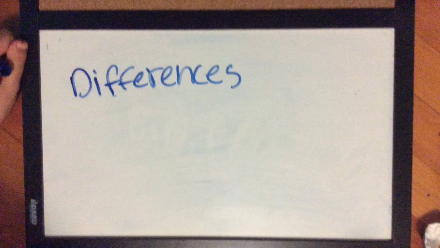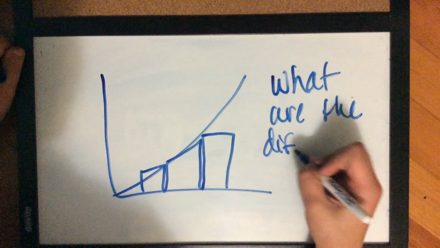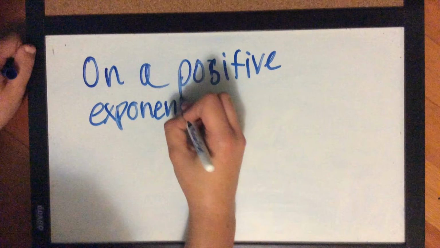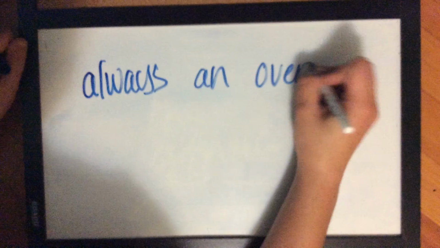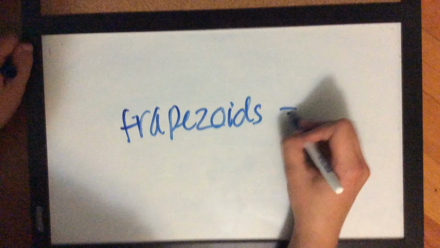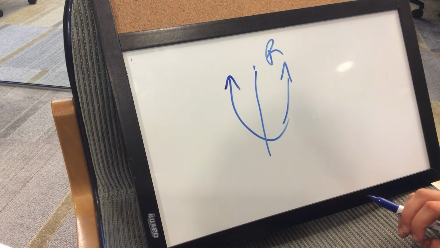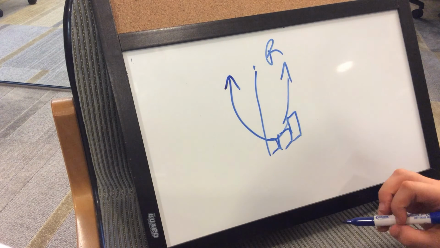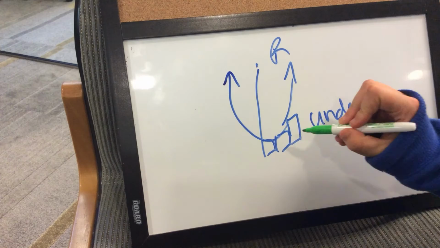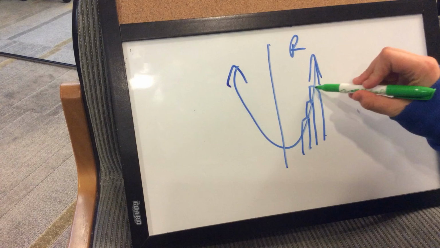Differences. What are the differences between right endpoint rectangles, left endpoint rectangles, and trapezoids? On any graph, one type of rectangle will be an overestimate and the other will be an underestimate, and a trapezoid is always the average of the left and right endpoint rectangles. On an upward-facing parabola to the right of the vertex, left endpoint rectangles will always be an underestimate, while right endpoint rectangles will always be an overestimate. If you average them, you would get the area you would have gotten using trapezoids.